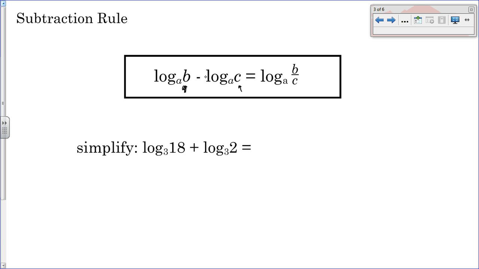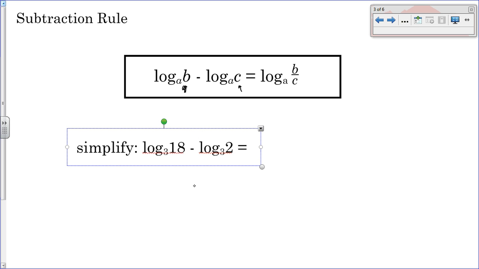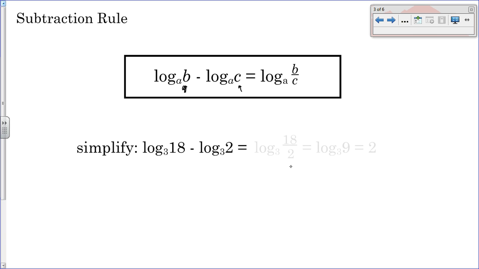Log base A of B minus the log base A of C is the log base A of B divided by C. So if we go down here to this example, let's simplify the log base 3 of 18 minus the log base 3 of 2. Following our rule, it's going to be the log base 3 of 18 divided by 2, which is the log base 3 of 9, which is of course 2 because 3 squared is 9. Just remember your spiral that I told you about.